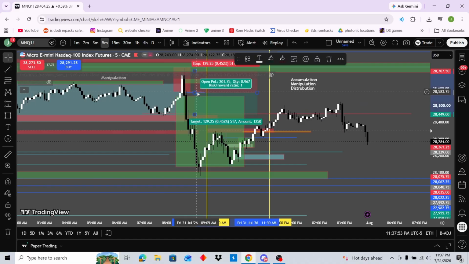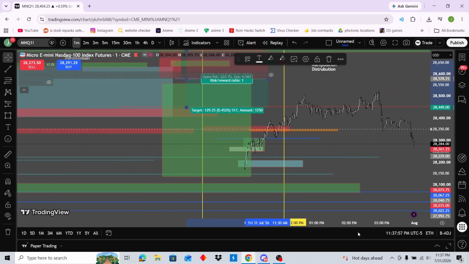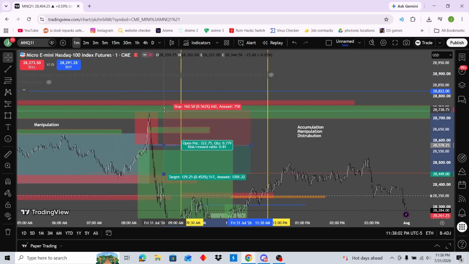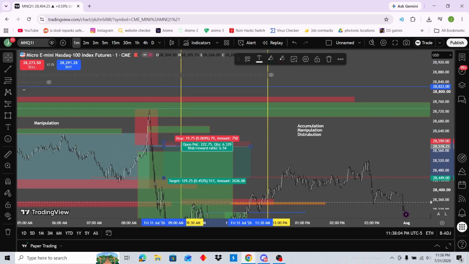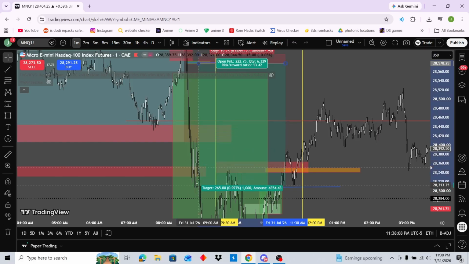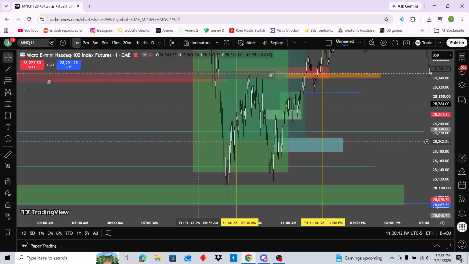You enter over here, and then usually you want to have your stop loss at the manipulation, but we're moving so strongly that I have my bias that we're not going to do that. So we're going to have our take profit at what line? Probably this line over here.